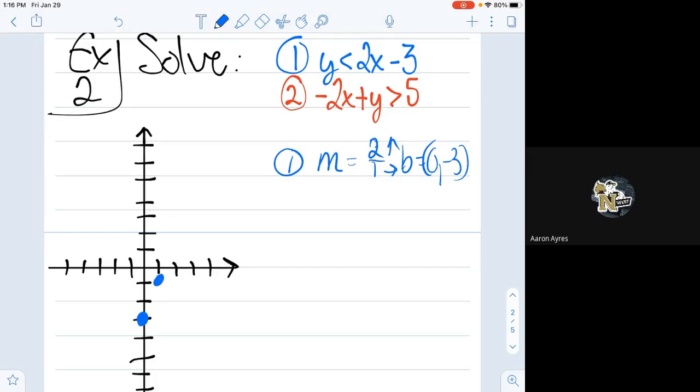Solid or dashed? Yes, it is. Excellent. You can get a straight line here, maybe.